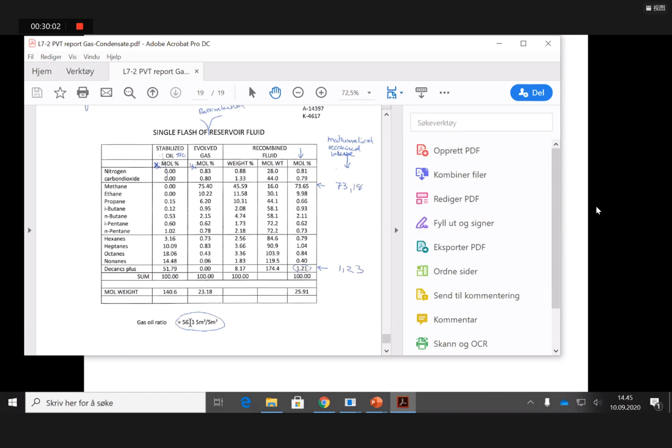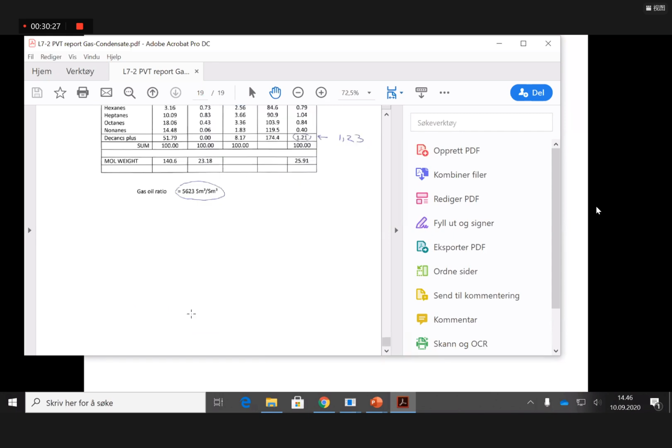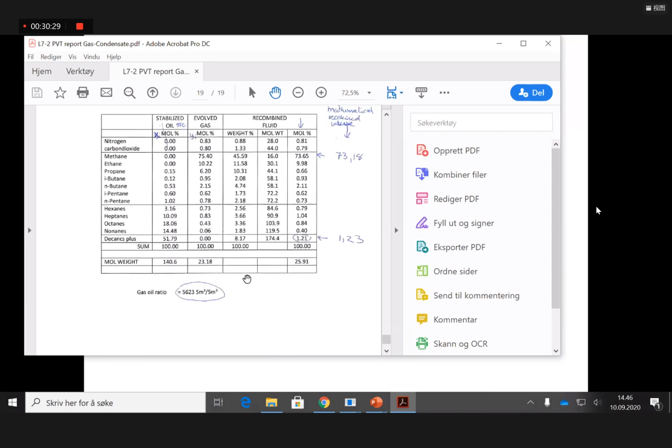Typically. So it's not a typical lean gas condensate. It's more a rich gas condensate fluid, a richer one. Okay. That was in a way the PVT report of gas condensates.